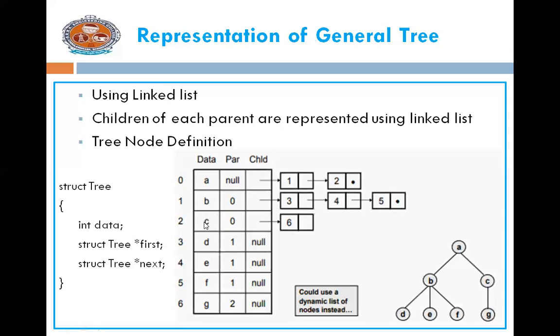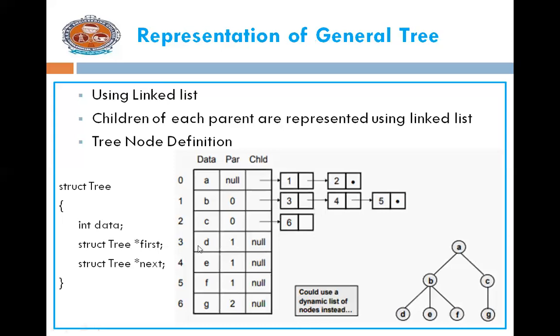And the next one is C. The parent of C is again what? It is A. A means it is 0. That's why the parent of C is 0. And the children of C, it has only one node, that is G. The G node number is how much? 6. That's why we are representing it as 6. And next it is represented as null. The next of 6 is null.